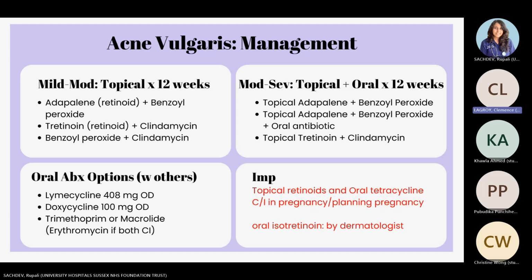So a retinoid paired up with a benzoyl peroxide. You can also have a different kind of retinoid with clindamycin, or you can have benzoyl peroxide with clindamycin. For moderate to severe, it's topical plus an oral course of 12 weeks. So you've got a topical retinoid with benzoyl peroxide.